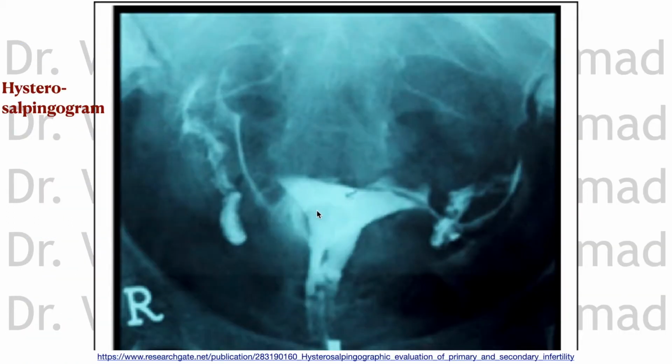This is a hysterosalpingogram, where a dye is introduced into the vagina and into the uterus to show you the uterine cavity. See, this is the uterine cavity and this is the cervical canal, and spillage of the dye from the uterine tubes at the sites of the ovaries. See that? This is a hysterosalpingogram technique to visualize the cavity of the uterus.